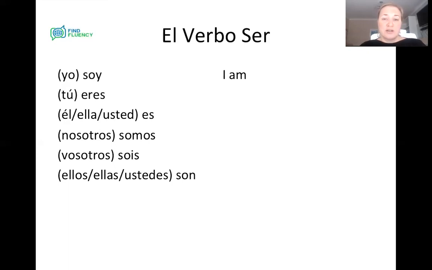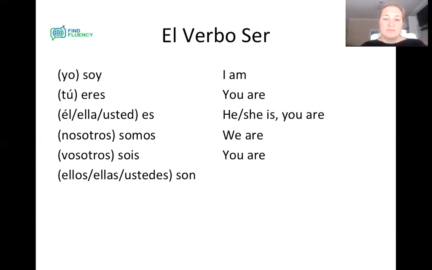So yo soy, I am. Tú eres, or just eres, you are. Es, he or she is, or you are, if you're using the usted, es. Nosotros somos, we are. Vosotros sois, you are. Remember, that's our plural informal you, vosotros. And then son, they are, for ellos and ellas, son. And then ustedes son, you are. And that's the plural formal form of you. Okay? So soy, eres, es, somos, sois, son.